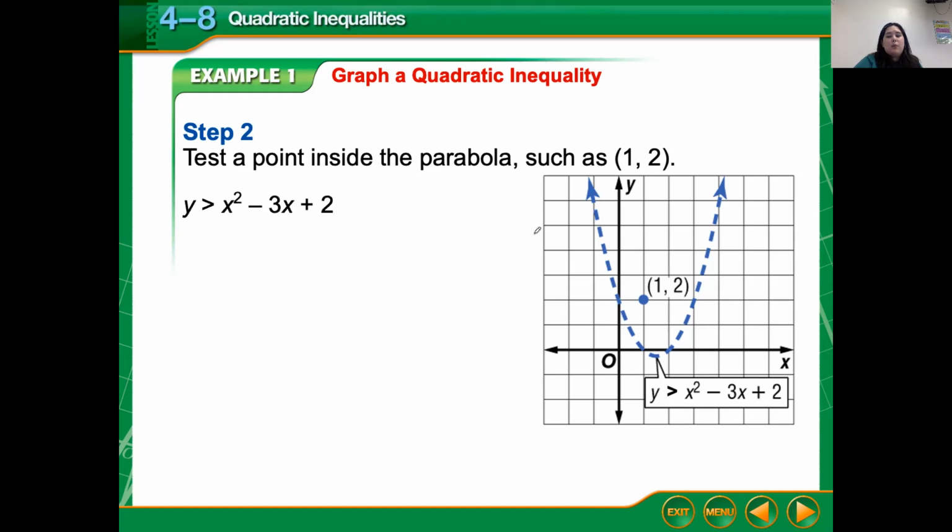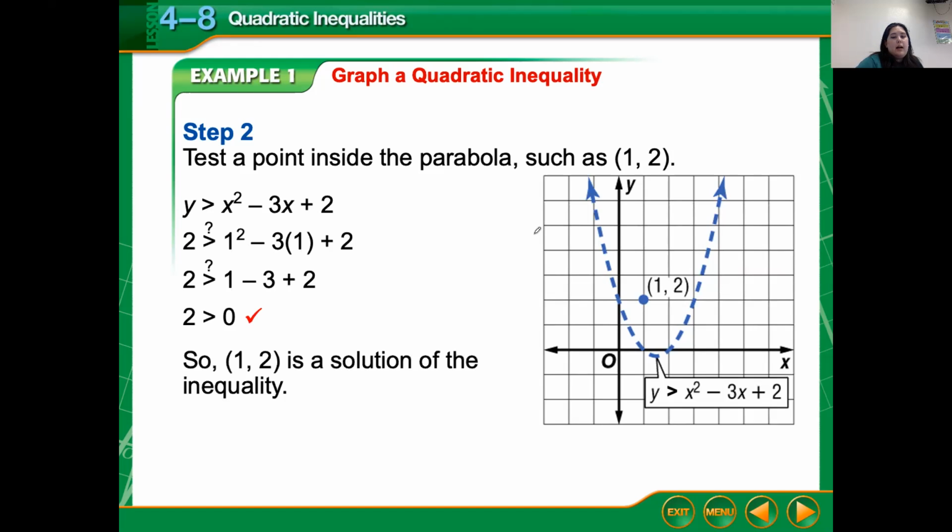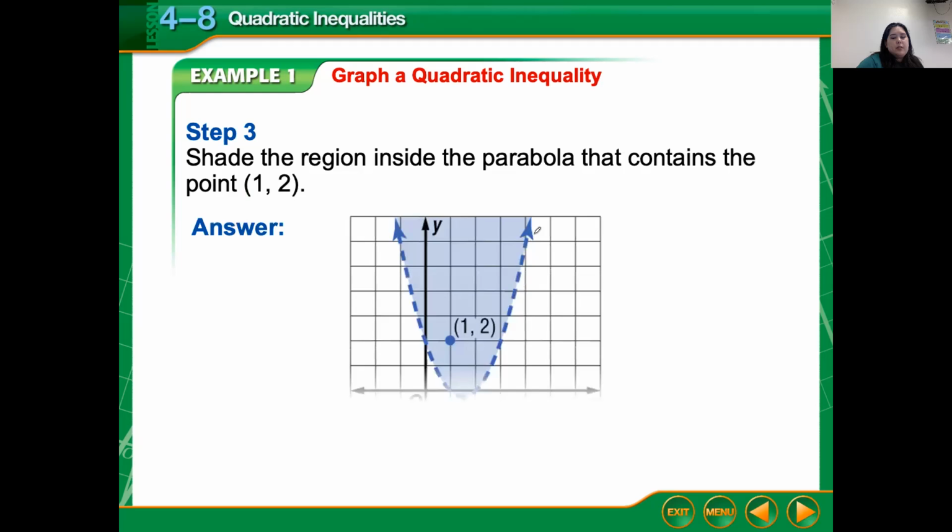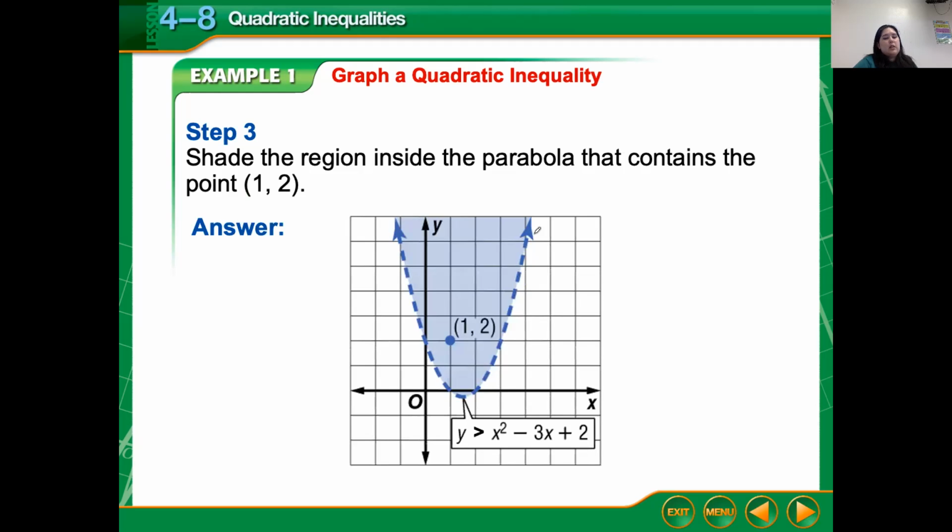So we're going to test the coordinate point 1, 2. Another good coordinate point to test is 0, 0, which we also tend to like to use. But we're going to use 1, 2 in this case. And so we have 2 is greater than 1 squared minus 3 times 1 plus 2. When we simplify, we get 2 is greater than 0. That is a true statement. So we are going to shade in the same region that the coordinate point 1, 2 is located. So we're going to shade on the inside, and any coordinate point in that shaded region would be a solution point.